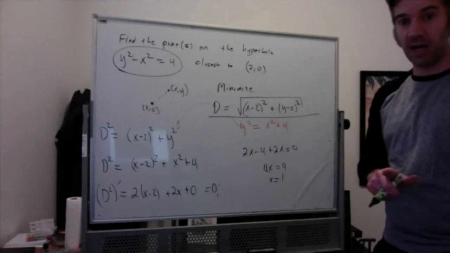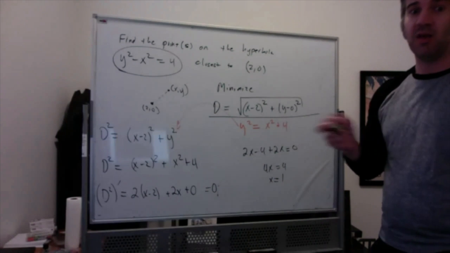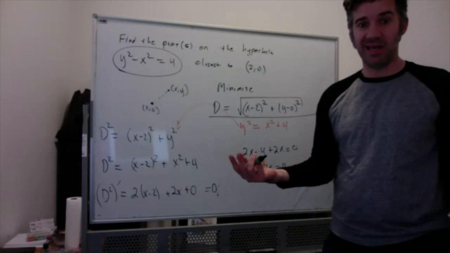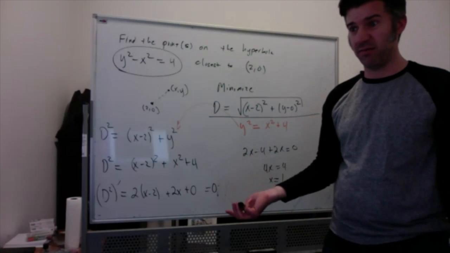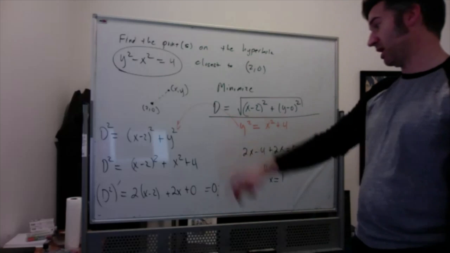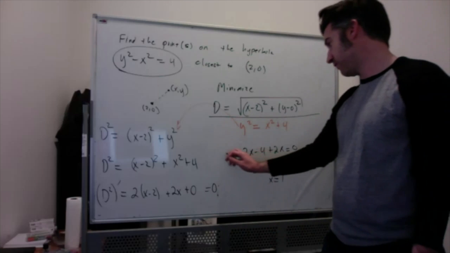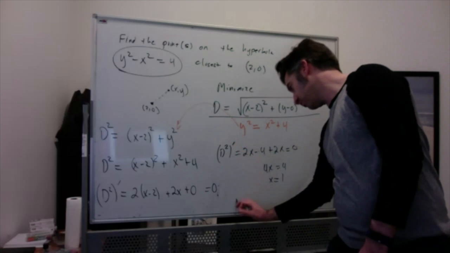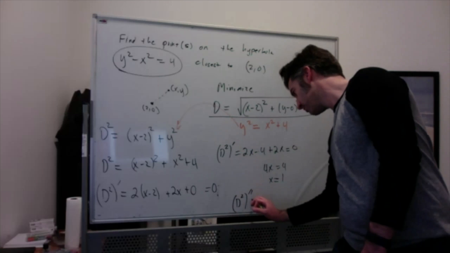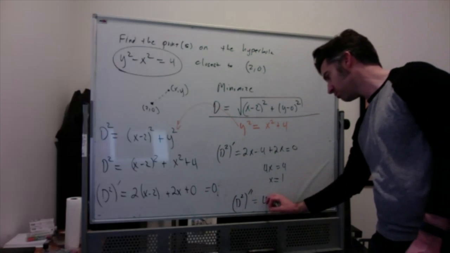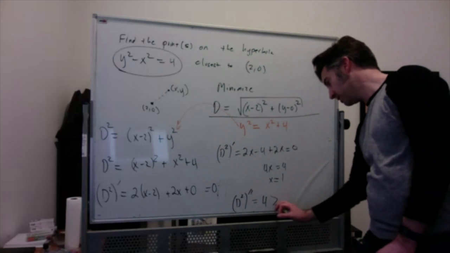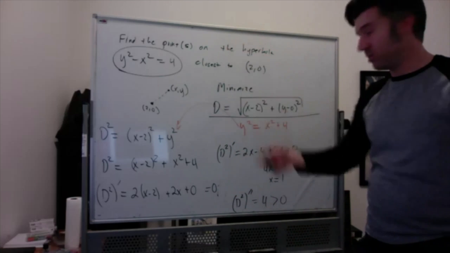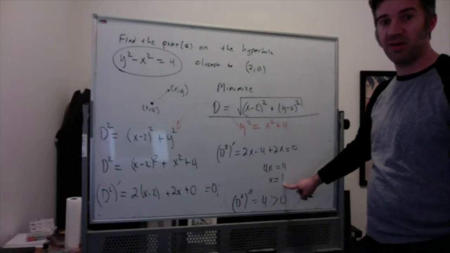So we're not done for 2 reasons. One, we should check to see that it's actually a minimum. It's probably easier just to use the second derivative test here. So you take the second derivative. So here's my first derivative. My second derivative is 4, which is positive, which means this thing is always concave up, which means if you've got a critical value, it's going to be a minimum.